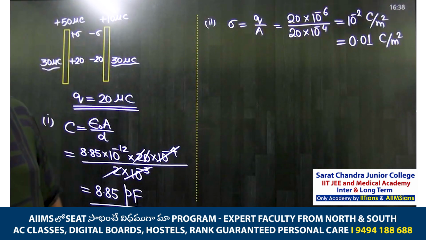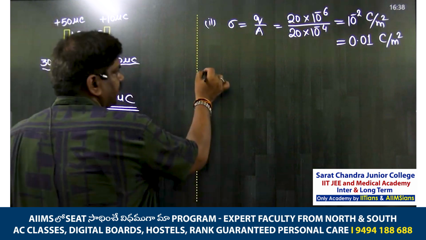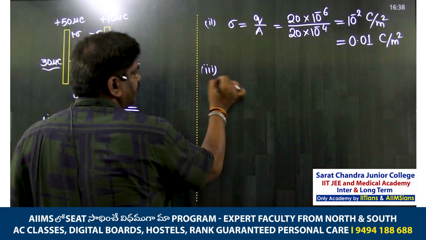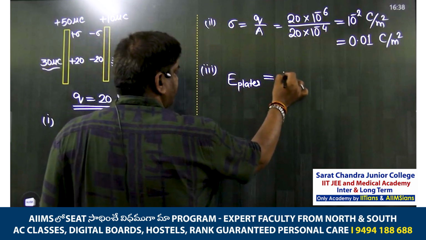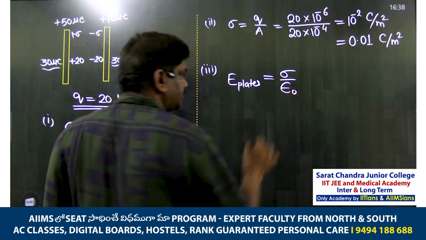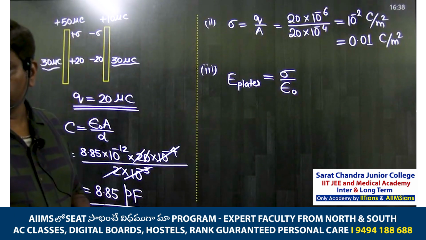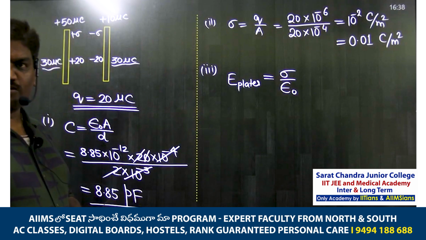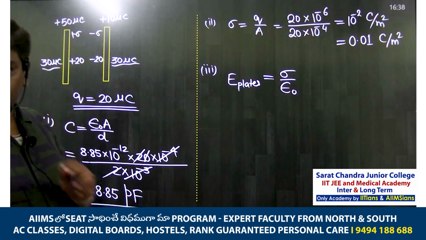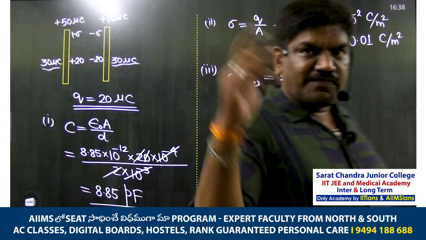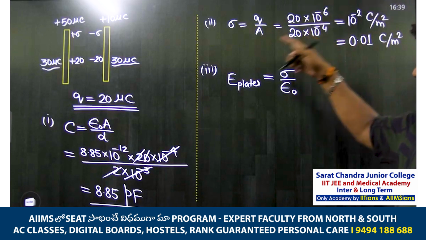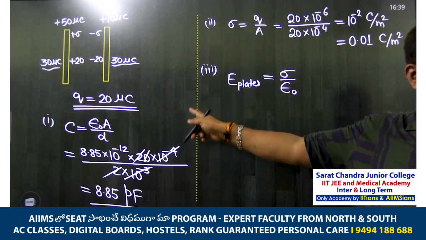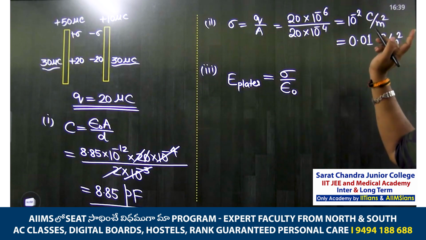All right. What about third part? We have to find out the field between the plates. So field between the plate is sigma by epsilon naught. Right? And once you get Q, automatically all the expressions will be same only. For case 1 and case 2, all the expressions will be same only. Only the sigma will be depending on inner. So once you get the inner charge, rest is all same.